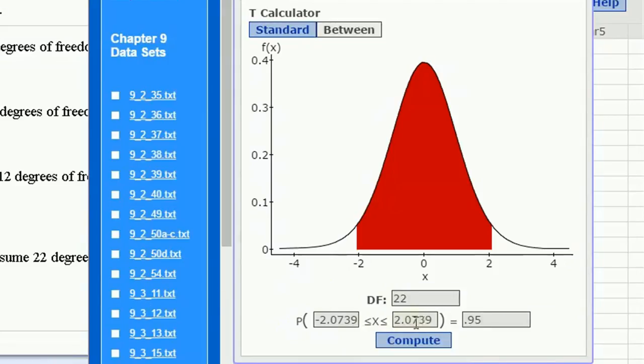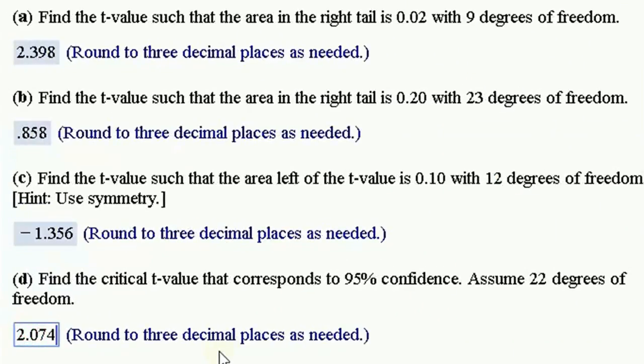So let's take this critical t-value. It's 2.074. I'd have to round it to 3 decimal places. Great. And we're done.